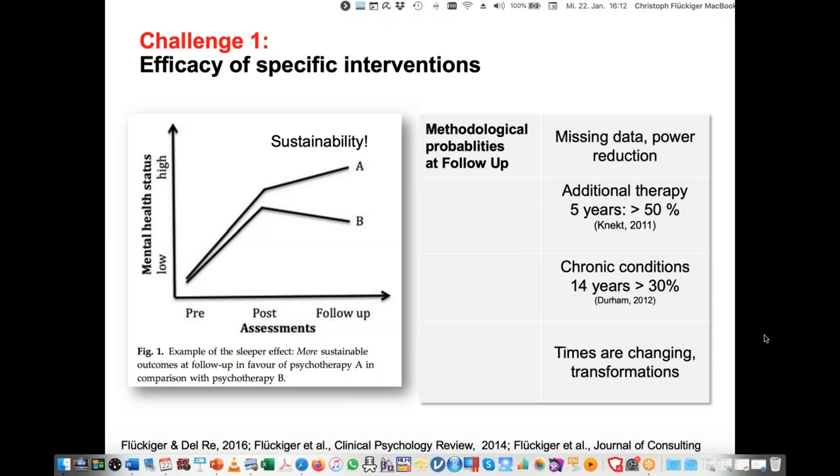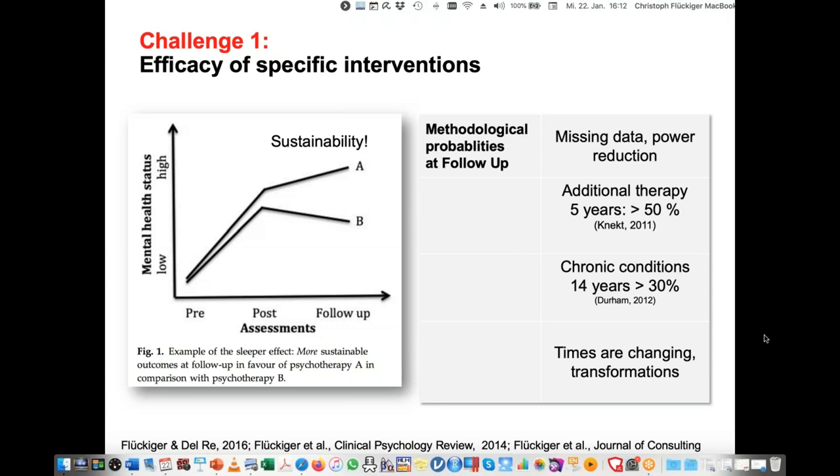There are also patients who do not really get better within psychotherapy in chronic conditions, even in a very long-term perspective. So the sustainability argument is, from a methodological point of view, a very tricky one, because there are many confounders over time that challenge these sustainability arguments, or finding sustainability in favor of one treatment over another.